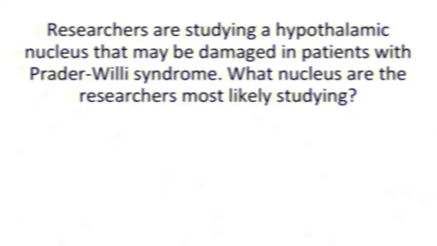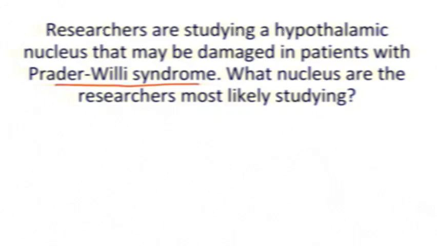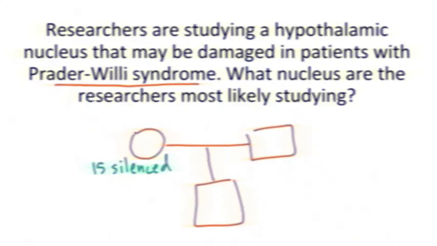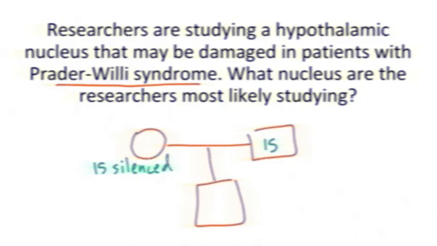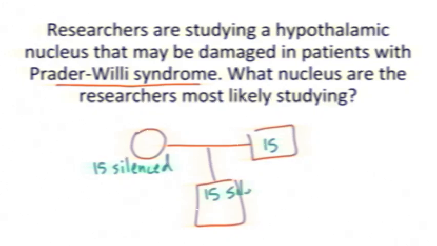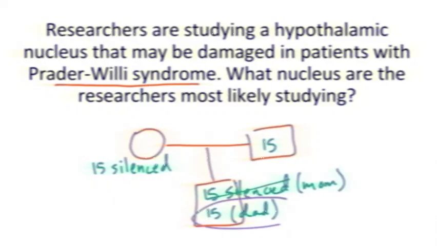So the question stem mentions Prader-Willi syndrome. Recall that Prader-Willi syndrome is caused by a deleted or mutated portion of chromosome 15 that should normally be passed on by the father. Let's draw this out. The maternal region of chromosome 15 is normally silenced, and the paternal region of chromosome 15 is normally passed on to the child. So this is normal. The baby must get this region of chromosome 15 from dad, or the baby will develop Prader-Willi syndrome. In this example, our patient has Prader-Willi syndrome, so we can assume that he has a silenced 15 from mom, and then a defective 15 from dad.